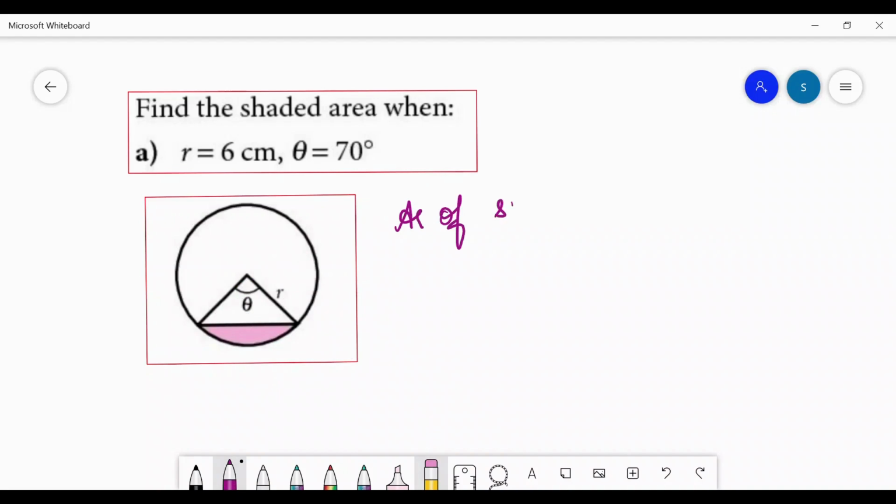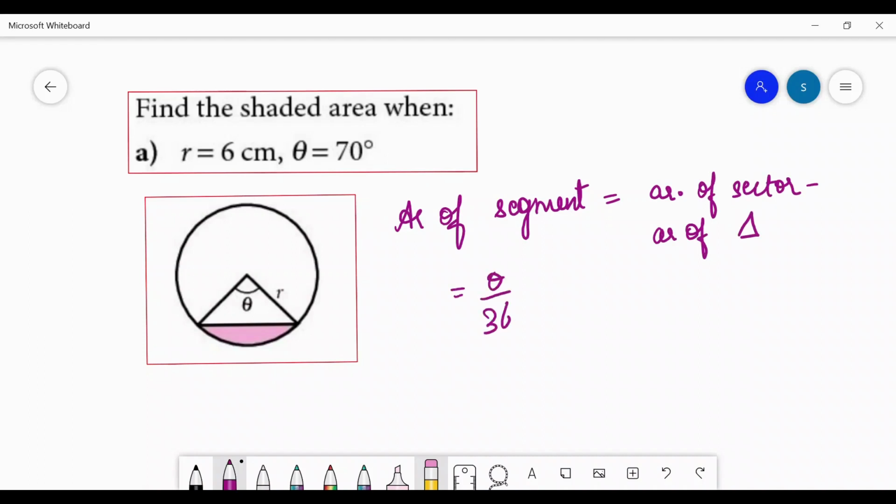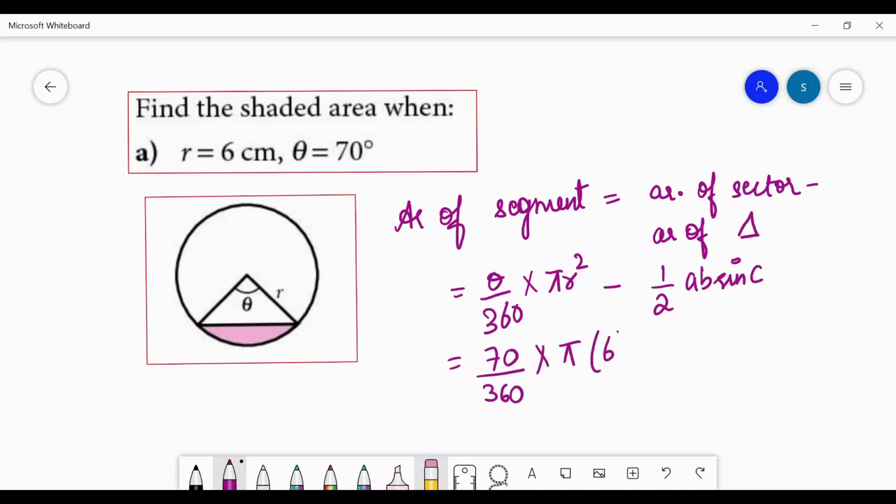So area of segment is equal to area of sector minus area of triangle. That is theta by 360 into pi r square, which is the formula for area of sector, minus area of triangle, which is half AB sine C. So that is 70 by 360 into pi r square minus half AB, which is 6 centimeters because it's an isosceles triangle, and C is going to be 70 degrees.